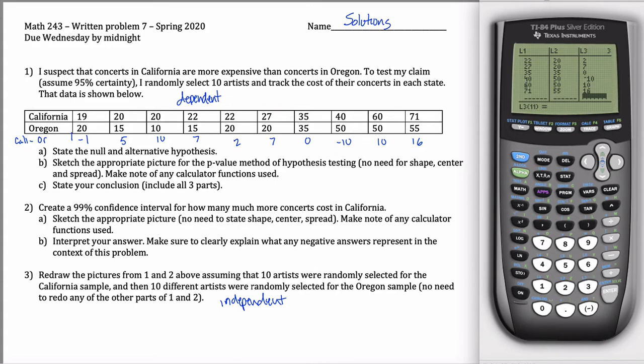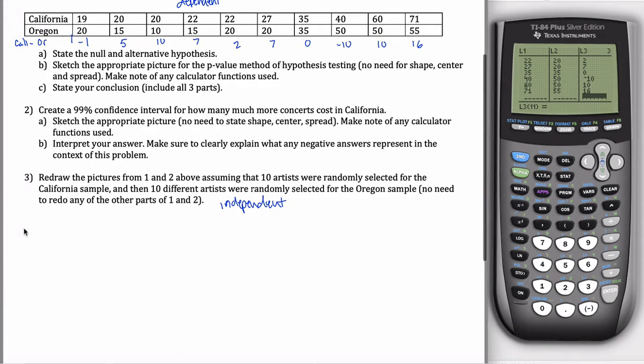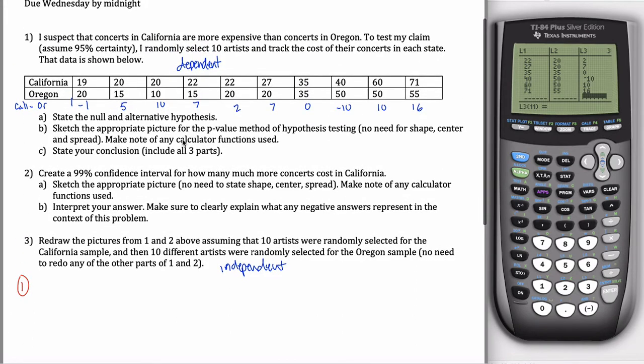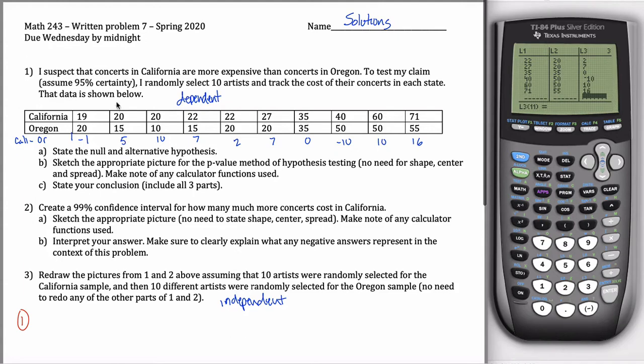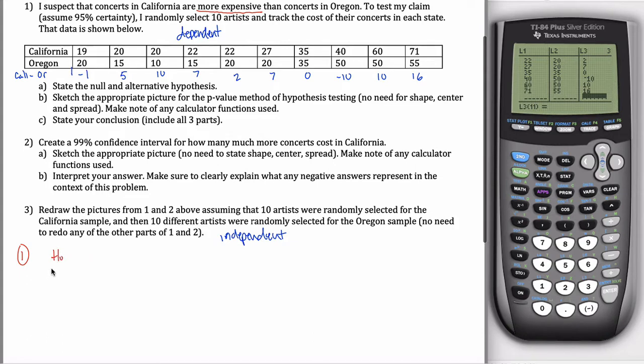Anyways, what I'm supposed to do is hypothesis testing. So first state the null and alternative hypotheses. Sure. So here's number 1 here. The key word here, let's see where the claim is. I suspect that concerts in California are more expensive. So more expensive would correspond with positive numbers here. So what that's telling me is that my alternative hypothesis is that the mu of the differences would be greater than 0. Greater than, because positive numbers mean California is more expensive than Oregon. And my null hypothesis is, nah, it's the same. There's no difference. Mu of the differences just equals 0. Because I put a greater than sign here, it is a right-tailed test.